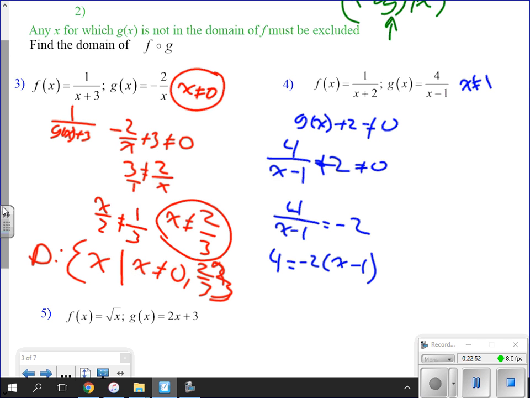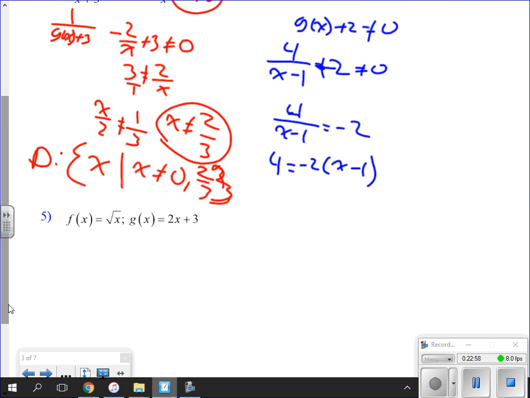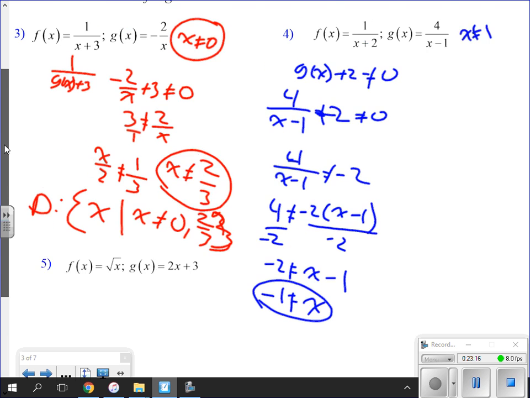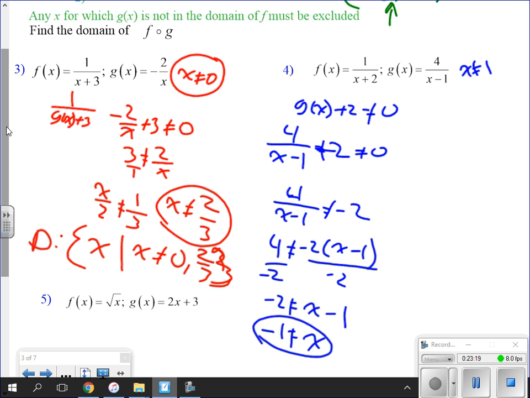You can solve this any way you want. Distribute, divide. I actually, at this point, prefer to divide both sides by -2. So I get -2 equals x minus 1. Add 1 to both sides. X, and we're actually dealing with not equal to here. So I got -1 and +1. So my domain is the set of all numbers x such that x cannot equal plus or minus 1.